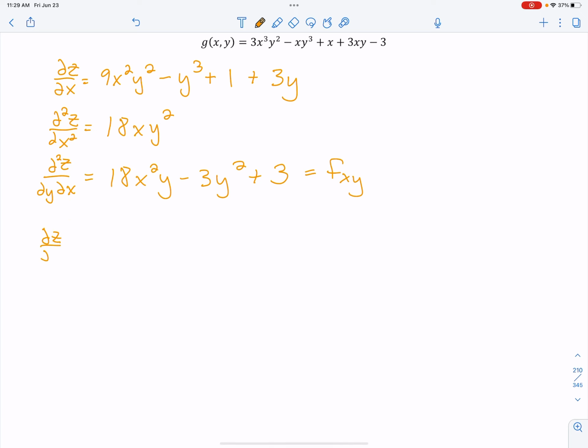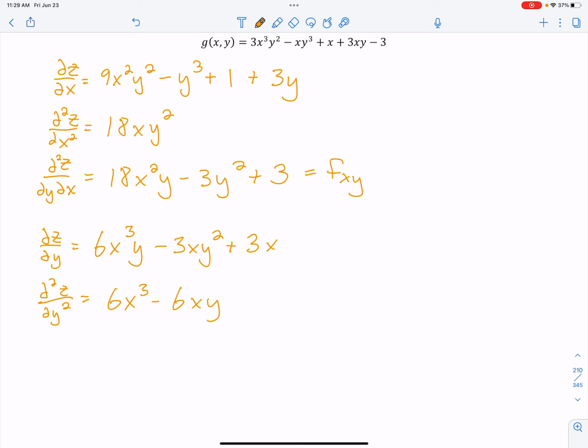Now let's start over with the y. Looking at our function above, we're back here. The 2 on the y comes down, and I get 6x cubed y minus 3xy squared. This x is a constant, so it's gone. Then we're left with 3x, and the minus 3 goes away. There is my first partial with respect to y. Let's go ahead and do our double for that. So it's just y again: x cubed minus 6xy, and then 3x doesn't have a y, so it's gone.